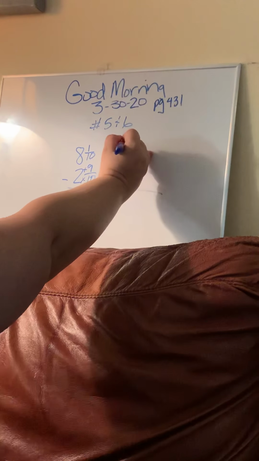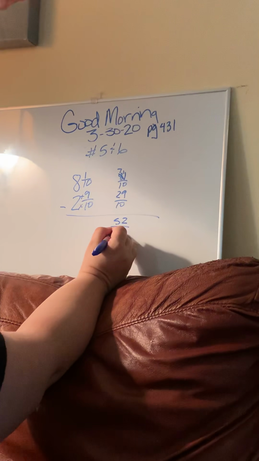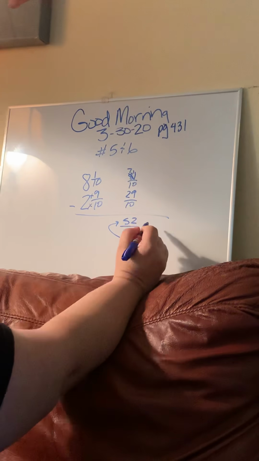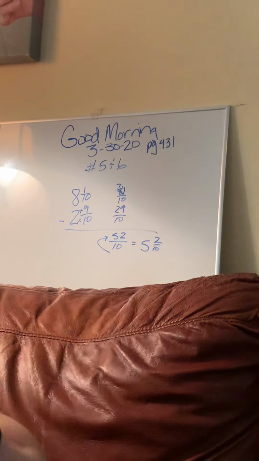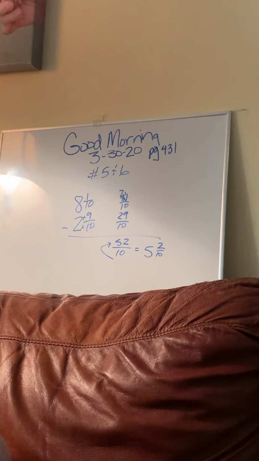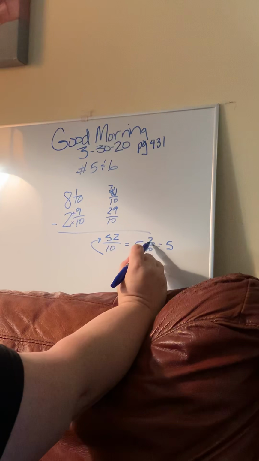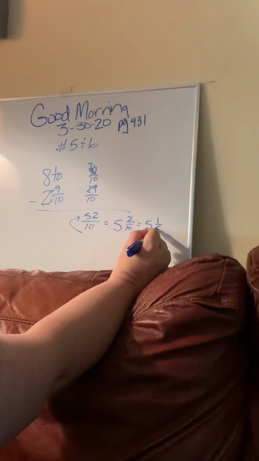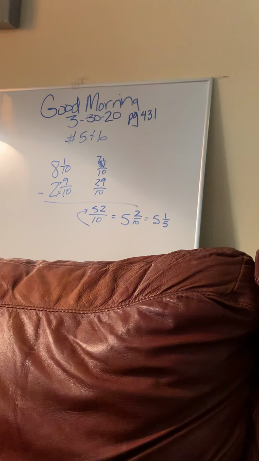You may have to regroup and borrow, like in this case, 11 minus 9 is 2, 7 minus 2 is 5, so I have 52 over 10, okay? How many times will 10 go into 52? Well, it'll go 5 whole times with 2 left over, okay? 2 and 10 are both even, so I can reduce those. So I end up with 5, and how many times will 2 go into 2? It'll go 1 time. How many times will 2 go into 10? It will go 5 times. So that would end up being 5 and 1/5.